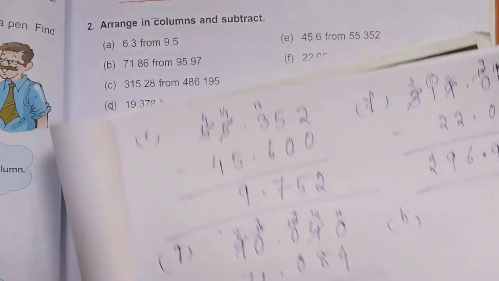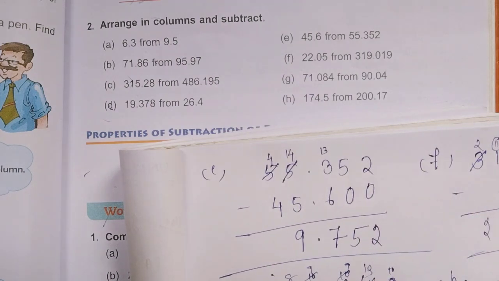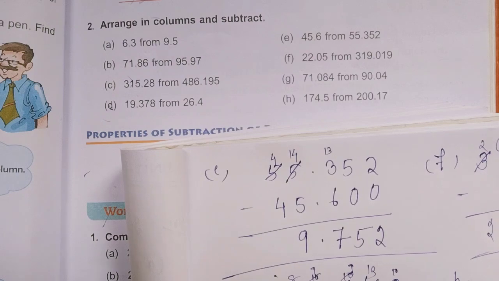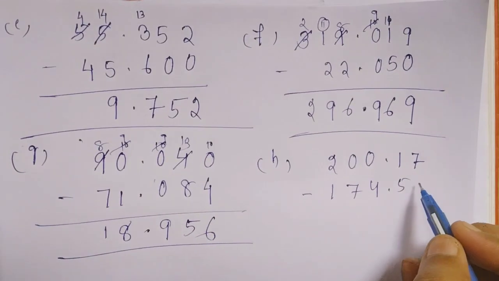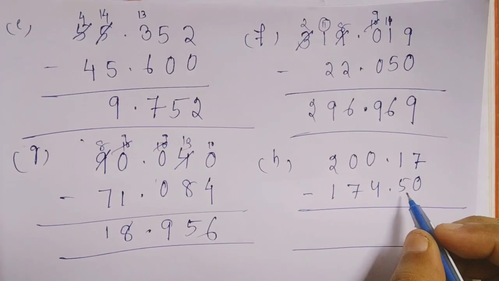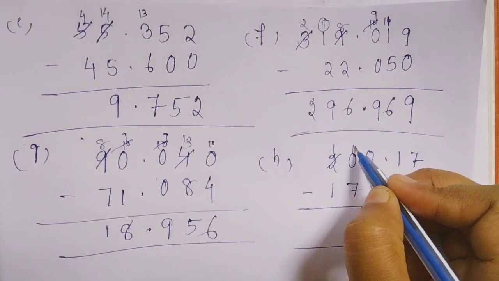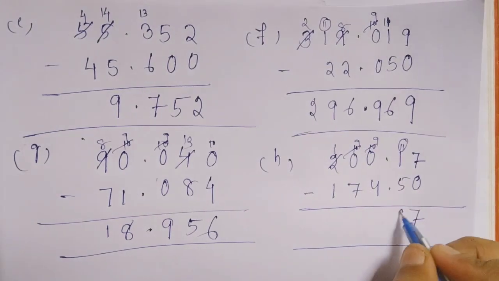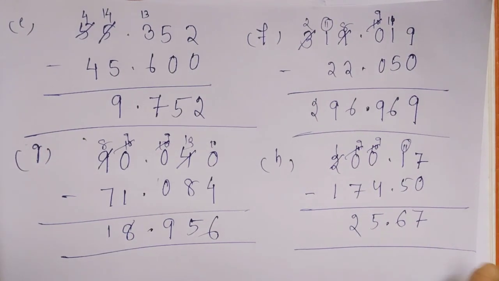Then next, H. 174.5 from 200.17. First I write 200.17 minus 174.5. We convert to like terms, so we put 1 0. Then we subtract it. 7 minus 0 is 7. 1 minus 5, we cannot subtract, so we borrow. 11 minus 5 is 6. Then 9 minus 4 is 5. 9 minus 7 is 2. 25.67.